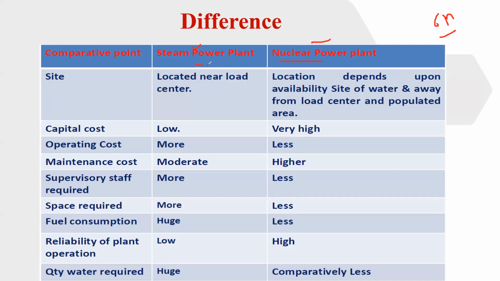That's why I prepared one chart here, based upon the constraint: which type of constraint is used in the steam power plant and which type of constraint is used in the nuclear power plant. So based upon this constraint, we can classify steam power plant and nuclear power plant.